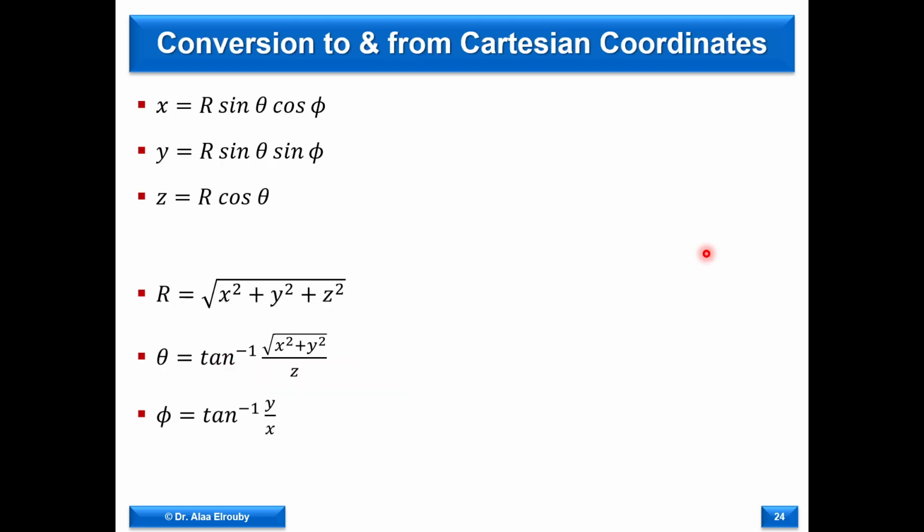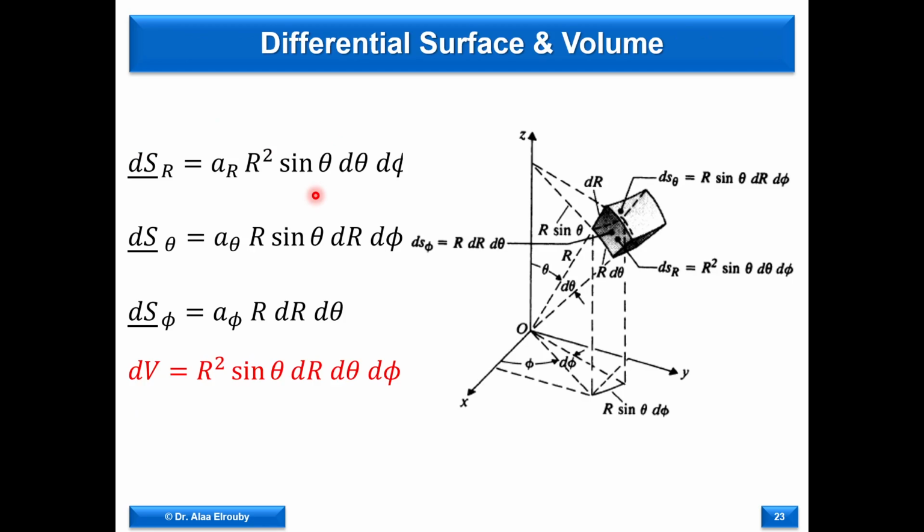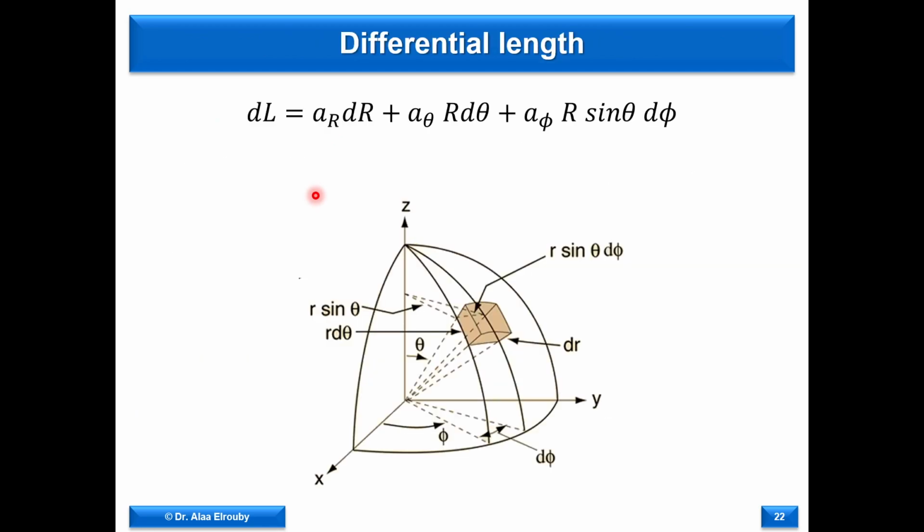So converting from Cartesian to spherical, or from spherical to Cartesian, if we are talking about the coordinates, the relationship between x, y, and z equals this expression, and r, theta, phi have this expression. You should be able to find this relationship and write these expressions from a sketch like this one.